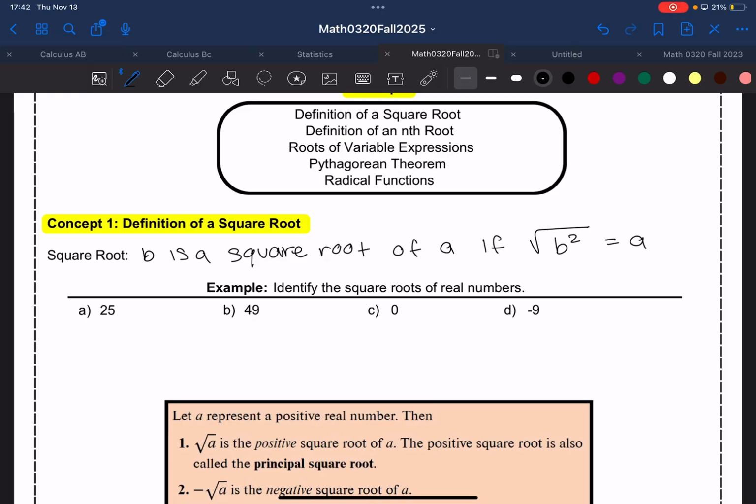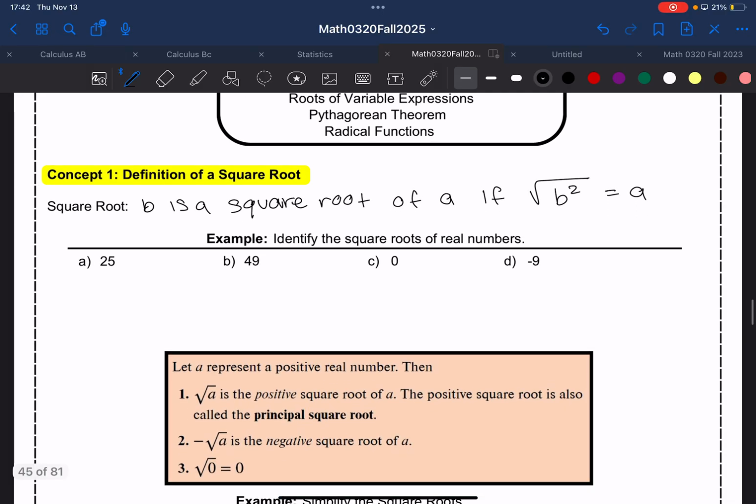Okay. So in the first couple examples, it says identify the square roots of the real numbers. So what that means is it wants us to take the square root, if we can, of each of these numbers. So the first one would be the square root of 25, which is 5. Okay. Then you do the square root of 49, 7. What about the square root of 0? 0. Can you take the square root of a negative number? No. So this would be no solution.